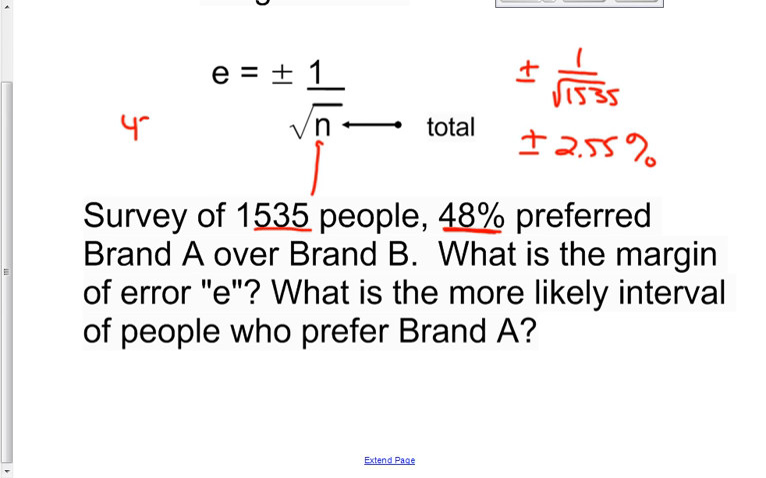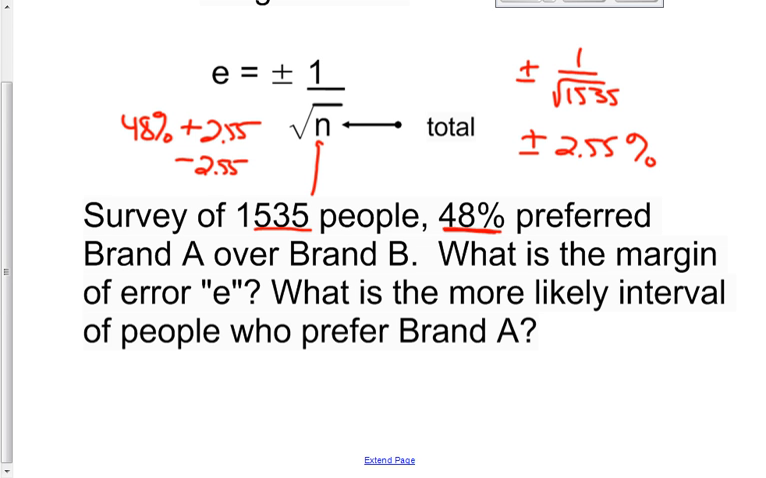So what I need to do is take my 48% and I have to add my margin of error of 2.55. I also need to subtract my margin of error of 2.55. So it's 48% plus and 48% minus the error value of 2.55. That's going to give me a margin. And that margin of value can be written like a betweenness. You can put your low number on the left, your high number on the right.